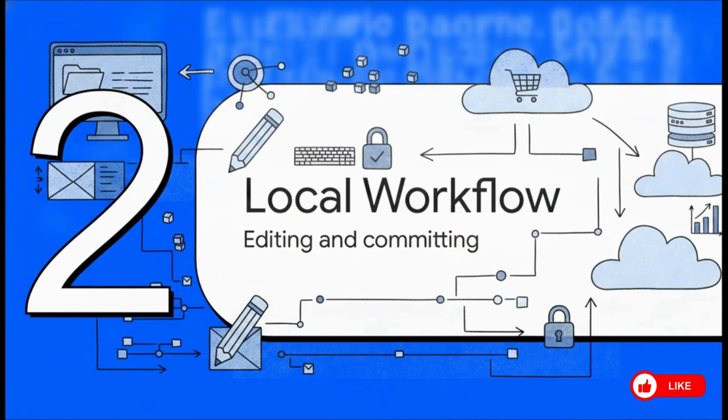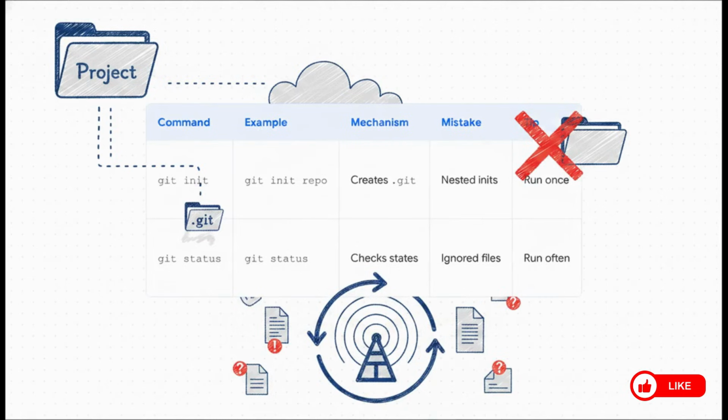Let's move to Section 2, Local Development Workflow. Now let me show you with a real example how we start our e-commerce data pipeline project locally and actually move it through those states. First, understand why we need this command. To start a project, you've got to initialize it. The command is git init. For example, running git init ecommerce-data-pipeline internally creates a hidden .git tracking folder. Now, a really common mistake is running this twice inside nested folders. Definitely don't do that. Production tip, run it only once per project.